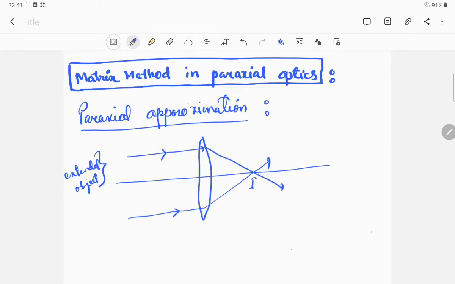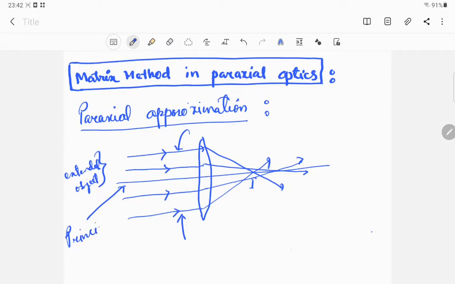So if it is not a point object, that means if it is an extended object placed in front of a lens, then you can expect different kinds of rays. Some of the rays may be coming like this also. When they pass through the lens, they may meet here. So there are these kinds of rays which are away from the principal axis. This middle one is the principal axis, or you can say the optics axis of the system. The rays which are away from the principal axis are called peripheral rays.